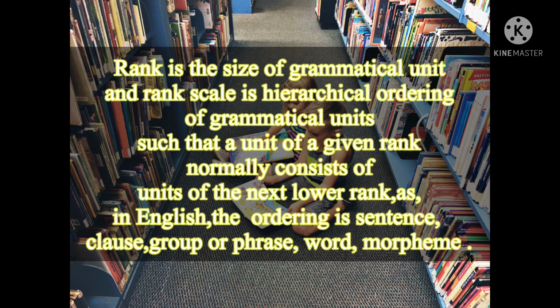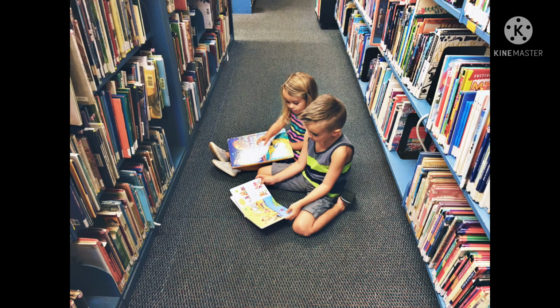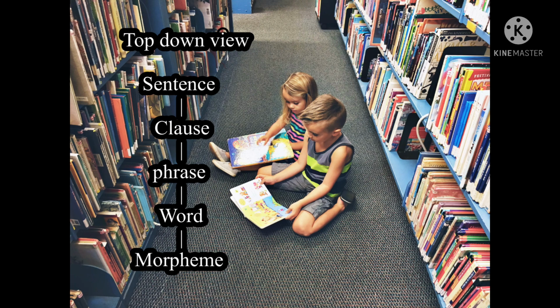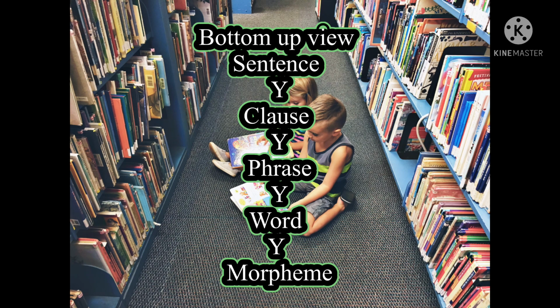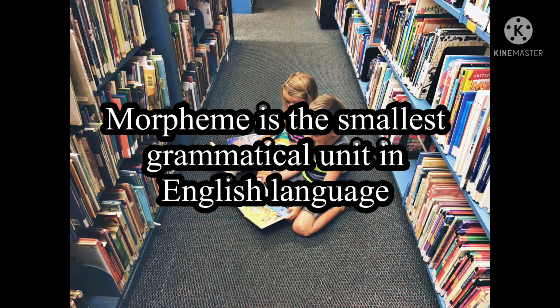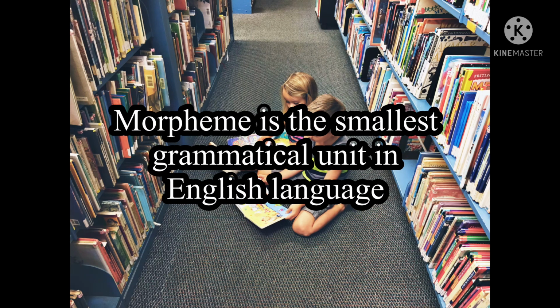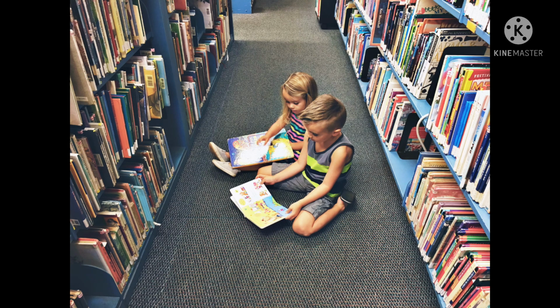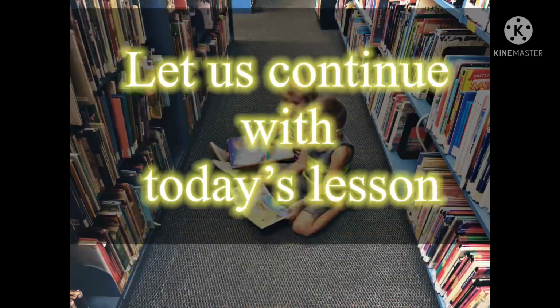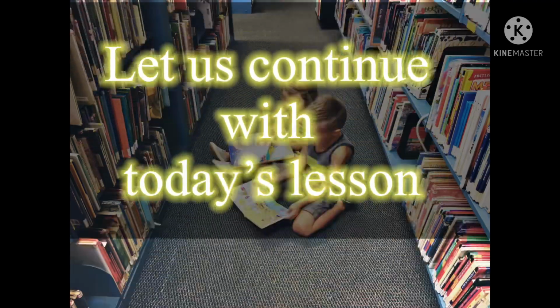The rank scale consists of the top-down view and the bottom-up view, where the top-down view consists of sentence, clause, phrase, word and what? Morphemes, and the bottom-up view consists of morphemes, word, phrase, clause and sentence. And she discussed the morpheme as the smallest meaningful grammatical unit in language. Let us continue with today's lesson.